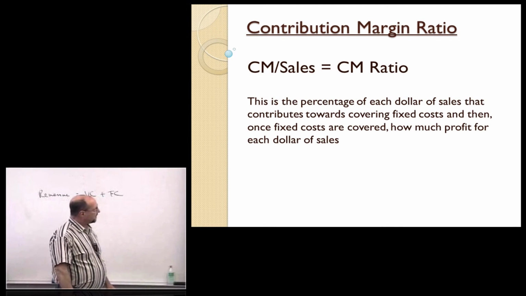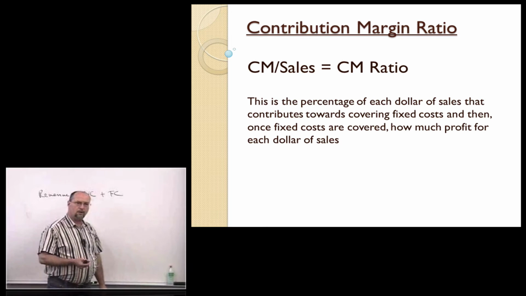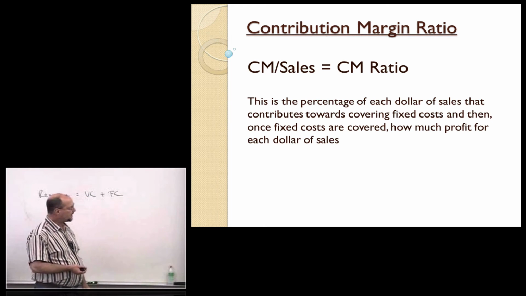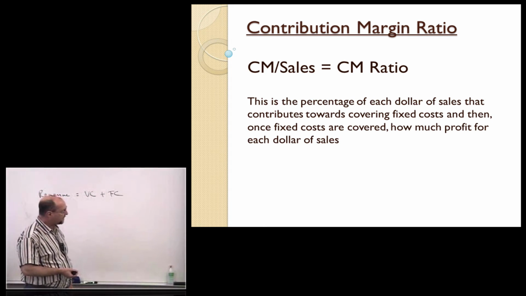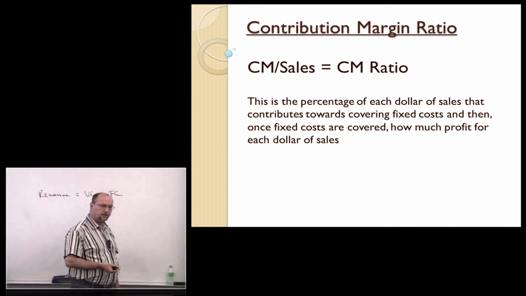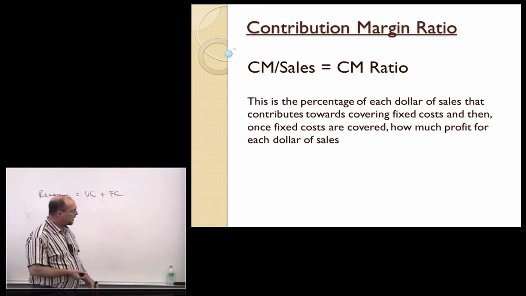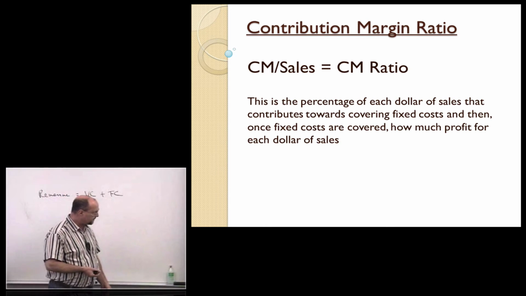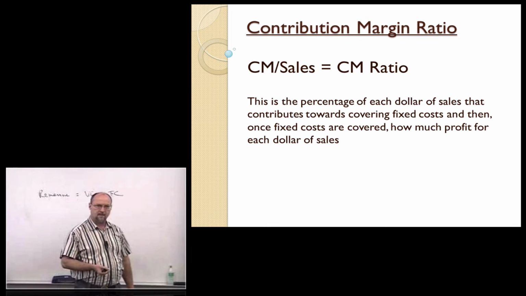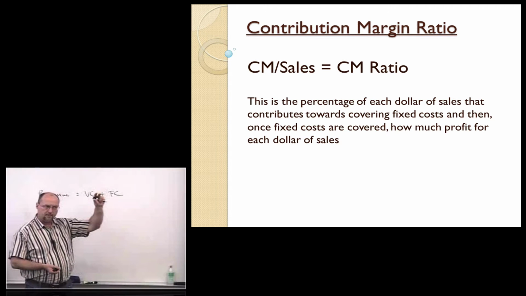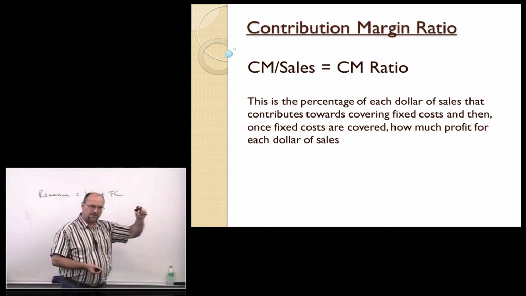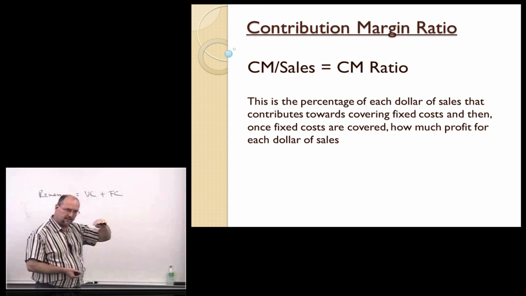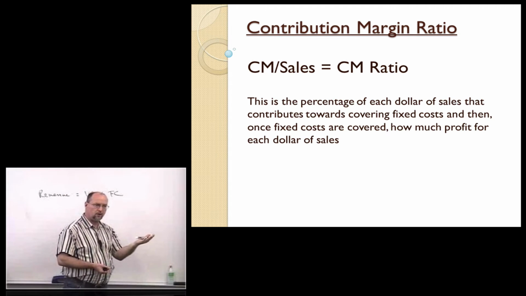We also have to calculate what's called the contribution margin ratio. Contribution margin divided by sales gives us the contribution margin ratio, and this is the percentage of each dollar of revenue that contributes towards covering fixed costs, and then once fixed costs are covered, how much profit for each dollar of sales. Okay, so $1 of revenue, we subtract whatever the variable cost is per unit, which is a fixed number. Remember that? It stayed the same. That gives us contribution margin per unit.